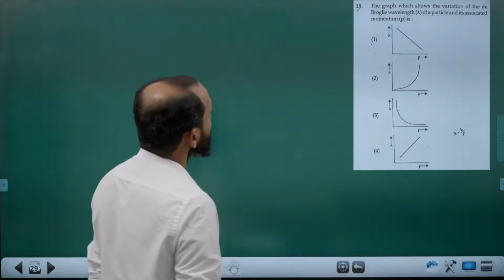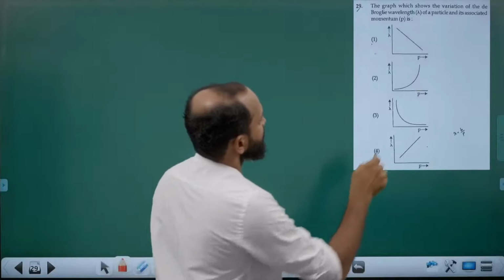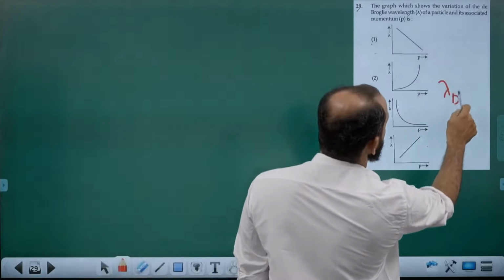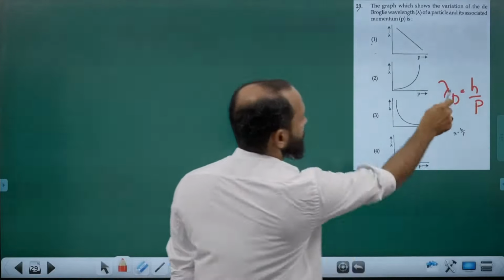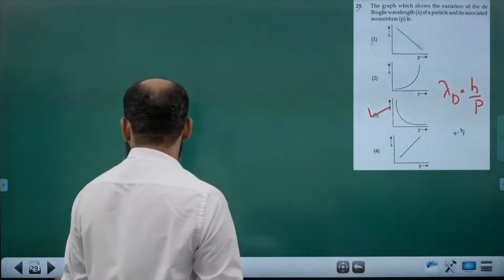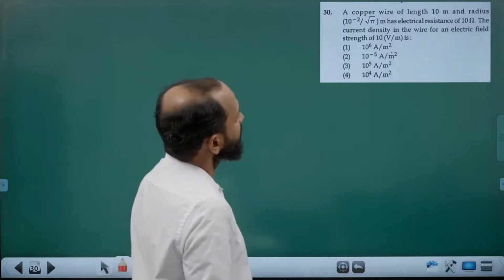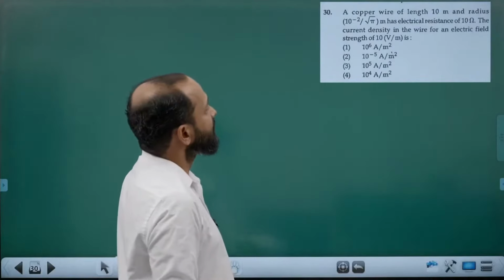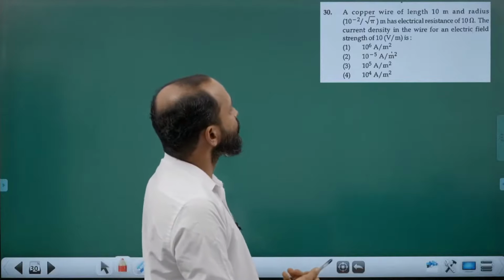Next one, 29. De Broglie wavelength lambda de Broglie is equal to h by p. So the lambda versus p relation is a rectangular hyperbola. So option 3.